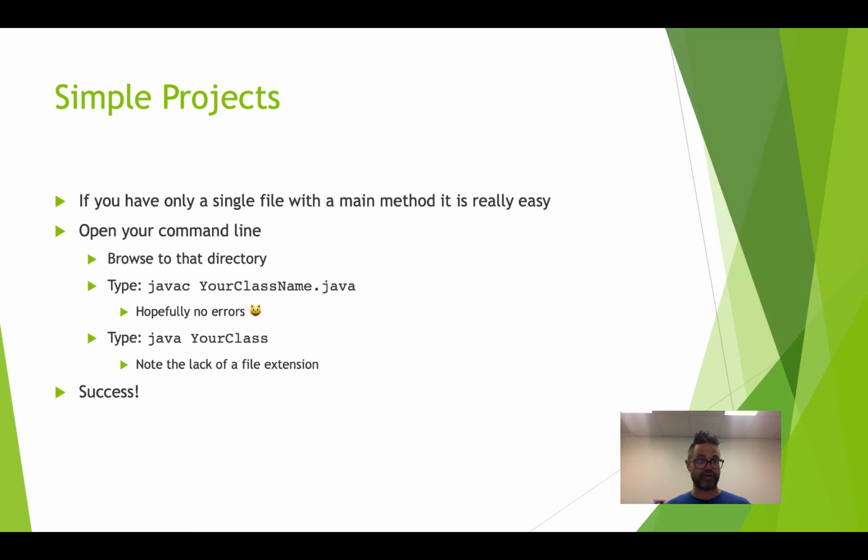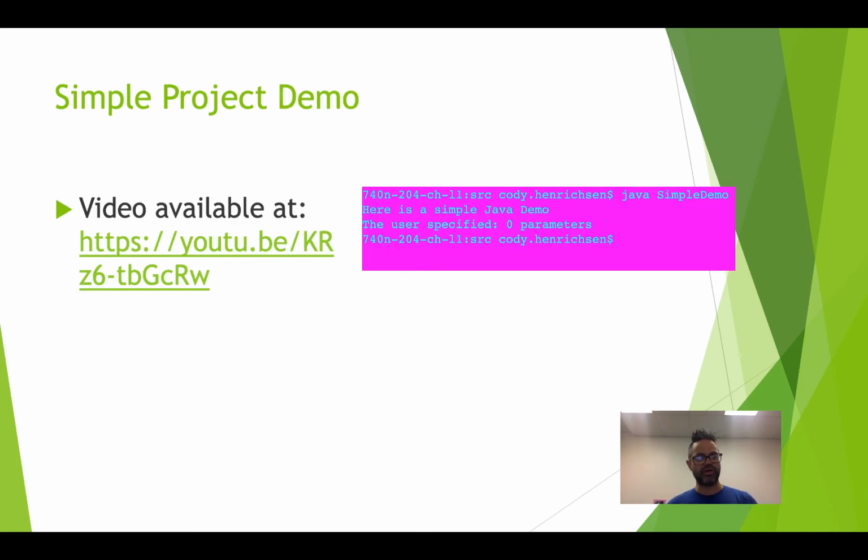Then after you've run javac, the compilation tool, you type java space and your class. Again, note the lack of a file extension. You're not going to type in the .class file on that. You're definitely not going to type in the .java extension on that, because you're just typing in the qualified class name for this. And so it's just going to run that class, aka your runner. And you should see some success. We have a demo video for this available at the link right here. As you can see right here, I have java space SimpleDemo, and here's a simple Java demo. The user specifies 0 parameters, and it returns back to the prompt. And so you can go over how to go through that and look at that in a little more detail over there.